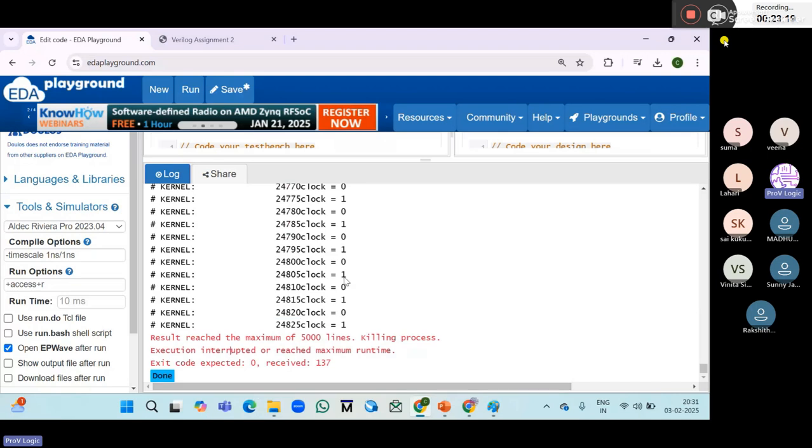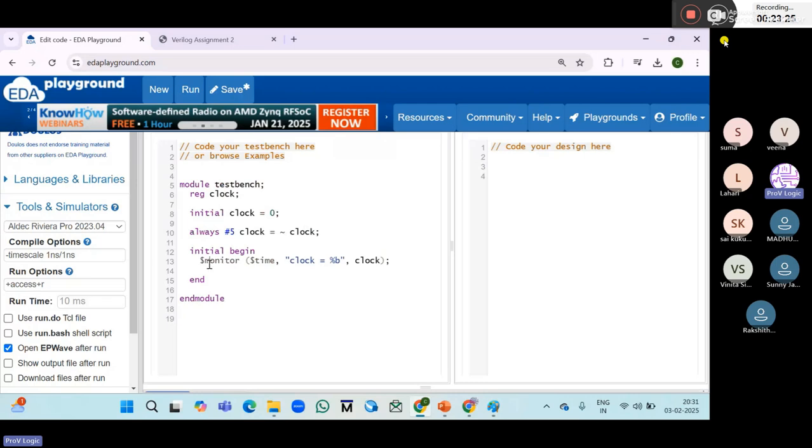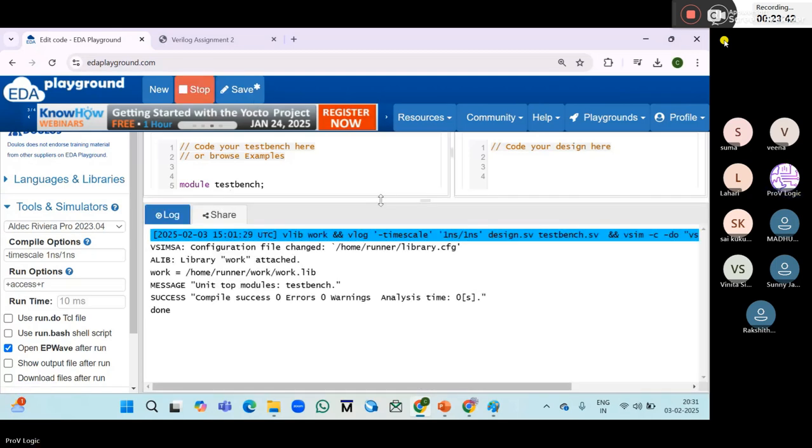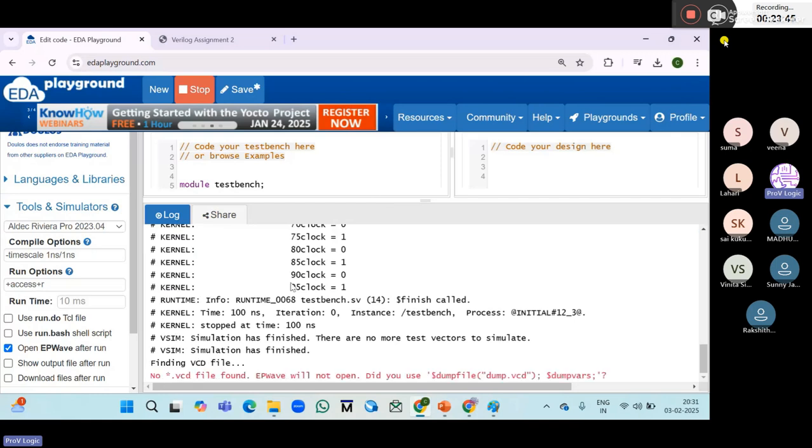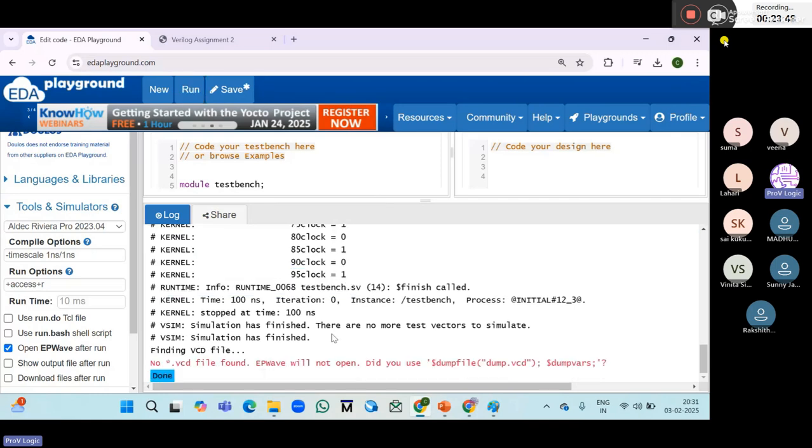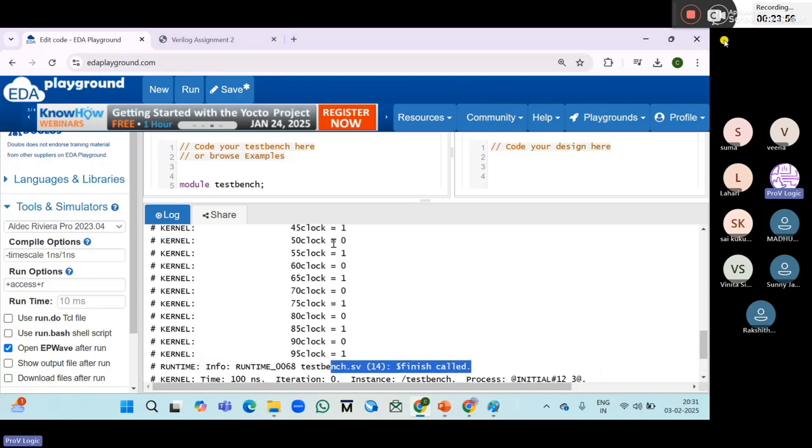First I will write the $finish. Suppose I want to generate only 100 time units. After 100 time units the system will automatically terminate. So $finish terminates the loop. See, after reaching 100 time units, it automatically gets stopped. At 100 time units, $finish is called. We will discuss what is meant by $finish, $time, $stop in the verification time concepts.